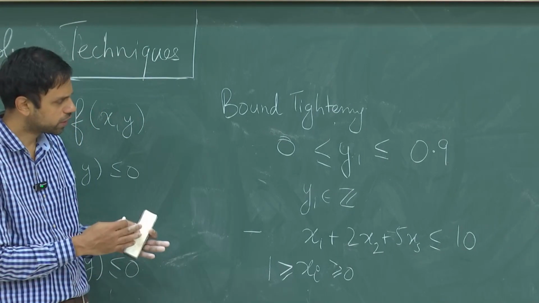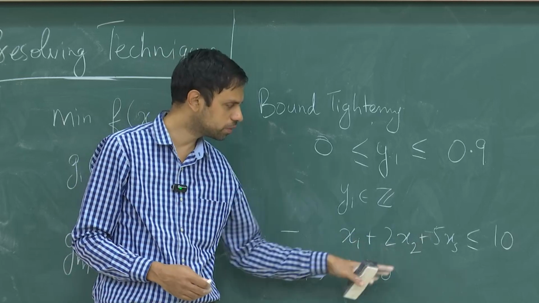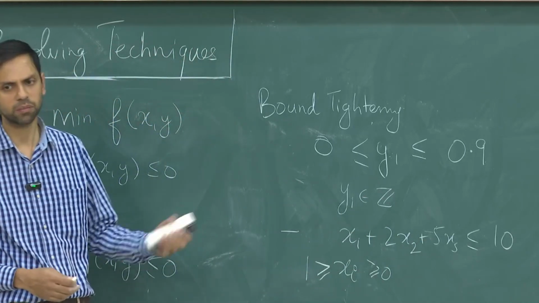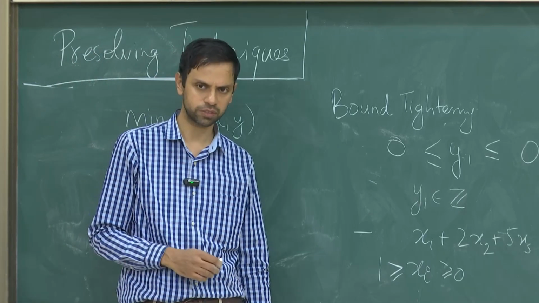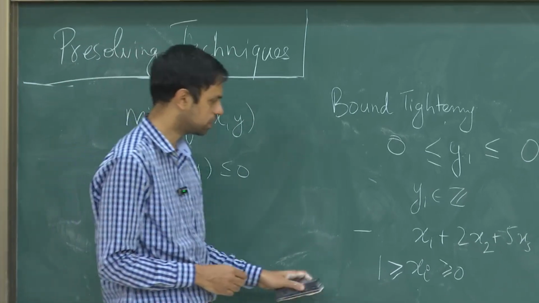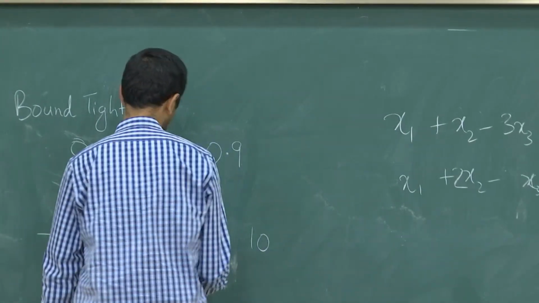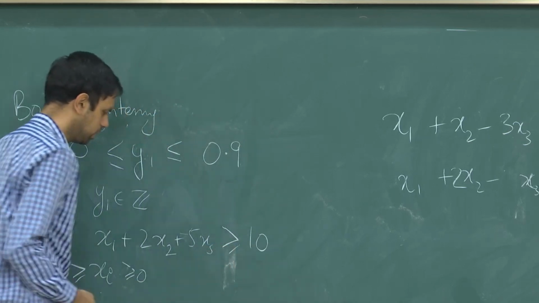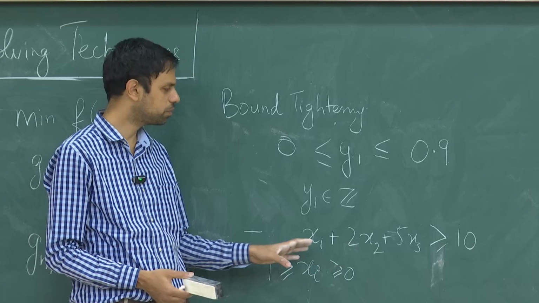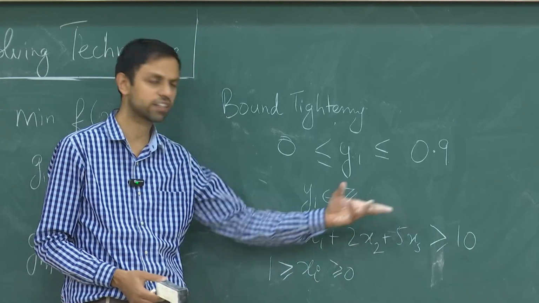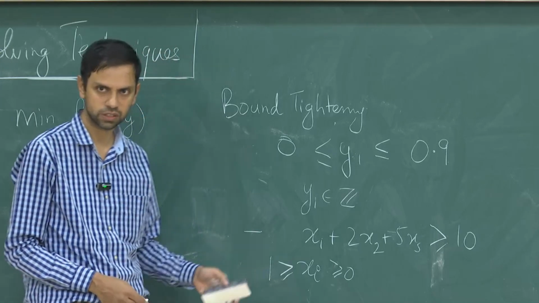So in bound tightening, you can do both. You can tighten bounds of variables, and using bounds on variables, you can detect some redundancy. You can also detect infeasibility sometimes. For example, if this was greater than or equal to 10, then you know that this problem is infeasible, because the maximum this can take is 8, but the right hand side wants it to be more than 10.